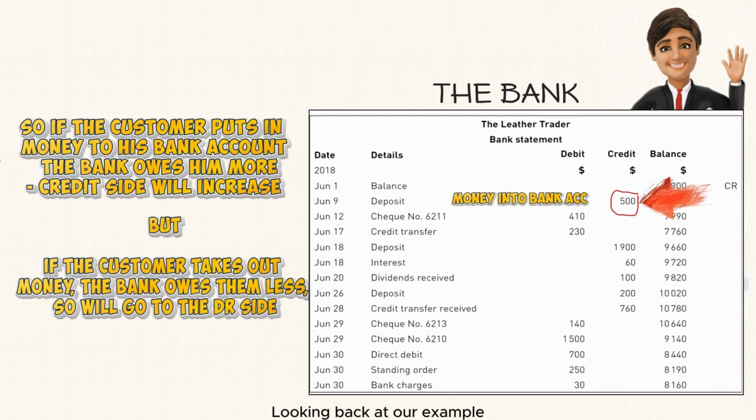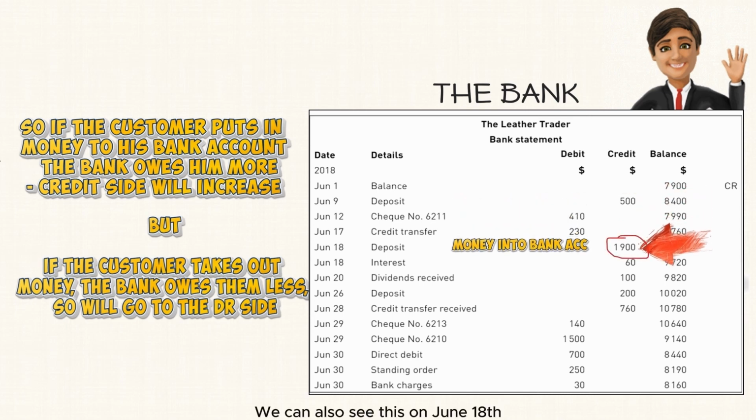Looking back at our example, you can see that on the 9th of June, there was a deposit made into the bank. This means that money was put into the bank. It goes onto the credit side because the money owed to customers increases. So this amount of 500 on the 9th of June, money put in, will be on the credit side because it increases the amount of money that the bank owes the customer.